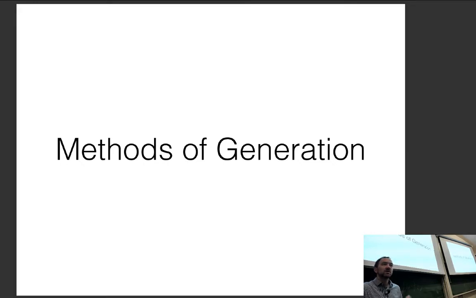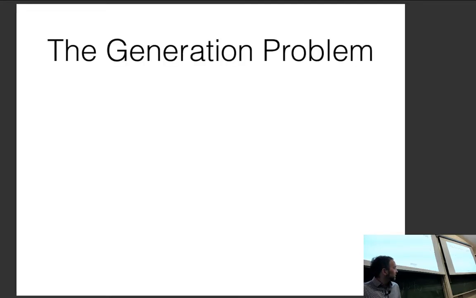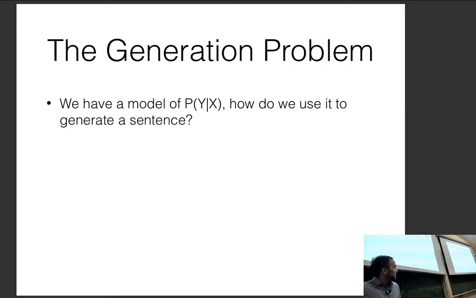And one important thing is that now, instead of just randomly sampling from the probability distribution, we need to think carefully about how we generate outputs. The generation problem is we have a model of P of y given x, and given this, how do we use it to generate a sentence? This was covered a little bit in the reading, but I think this is really important to think about carefully, and I'm going to talk about it a bit. Some of this I might just talk about on the whiteboard and not on the slides.